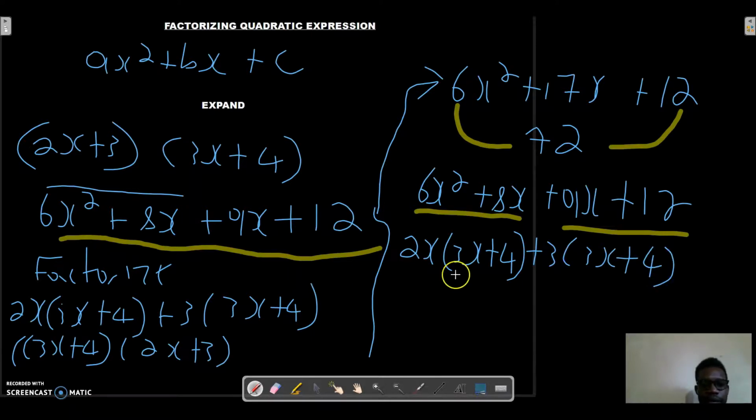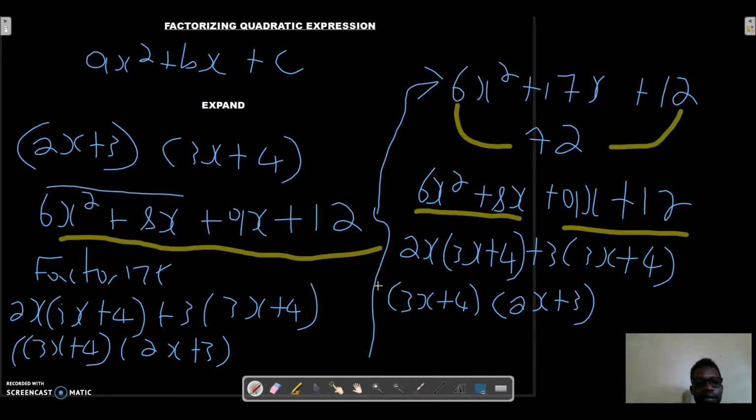So notice now that if we look on both sides, the bracket 3x plus 4 is common. So we factor out the bracket, 3x plus 4, that is inside of a bracket. What will be left would be 2x plus 3, which we can also turn around because of the commutative property.